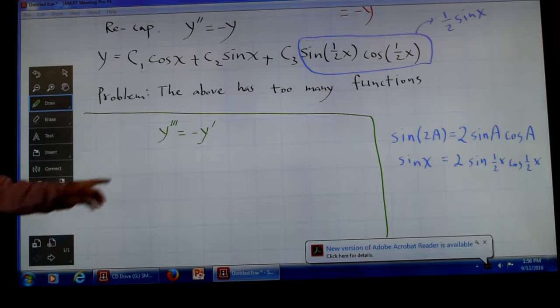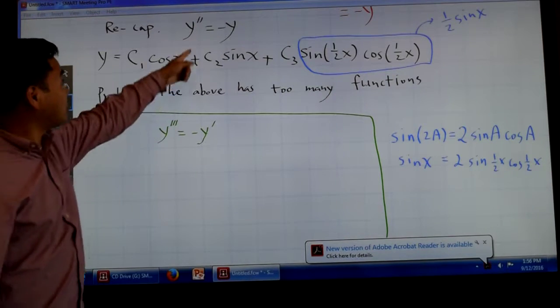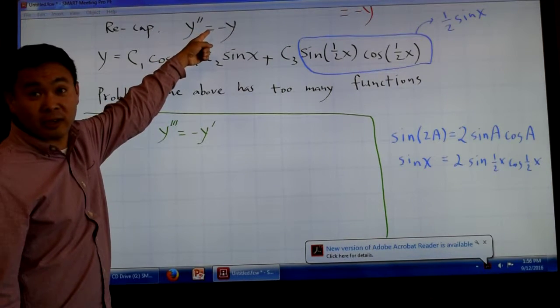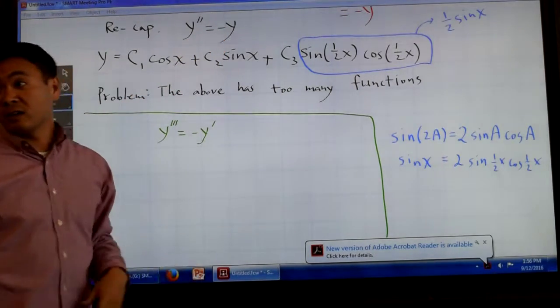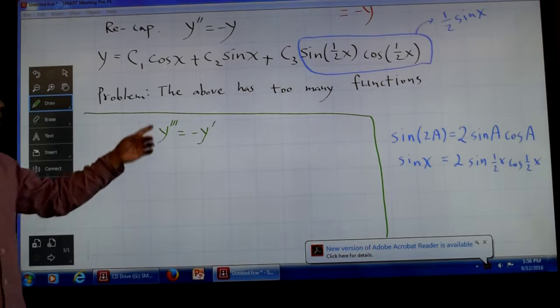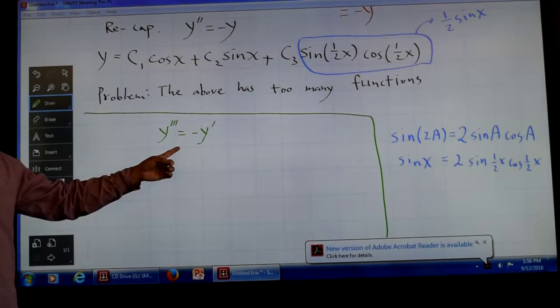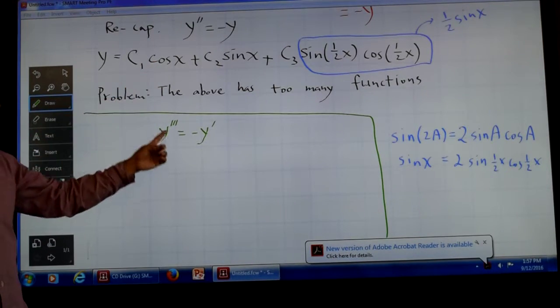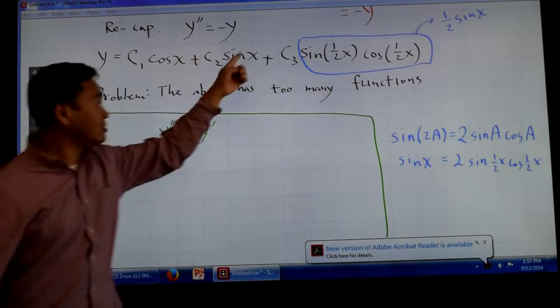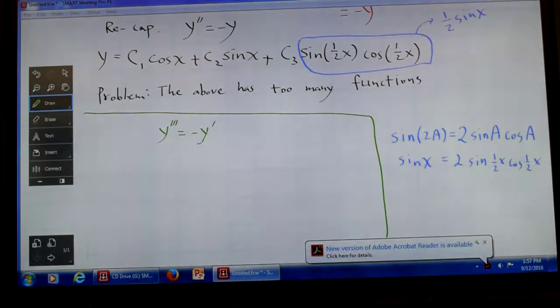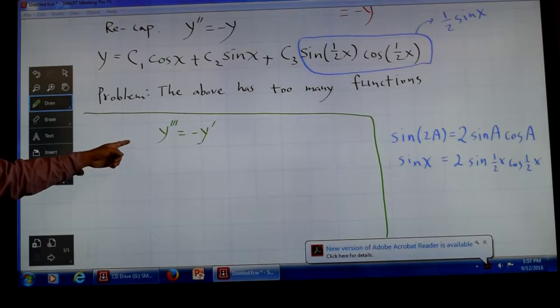Now, because this is just a differential equation obtained from the above, right? Just take this and differentiate both sides. You get this, right? So anything in here will satisfy that too. So if you differentiate cosine 3 times and compare with the first derivative, it's going to satisfy this. So all three will satisfy this differential equation, right?